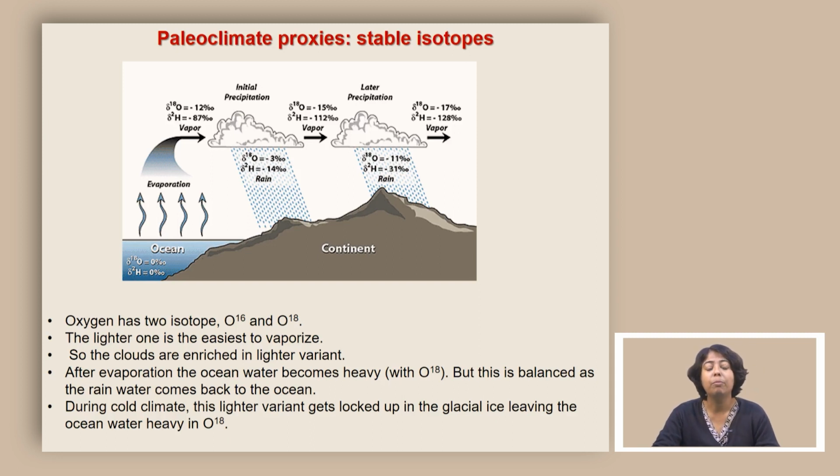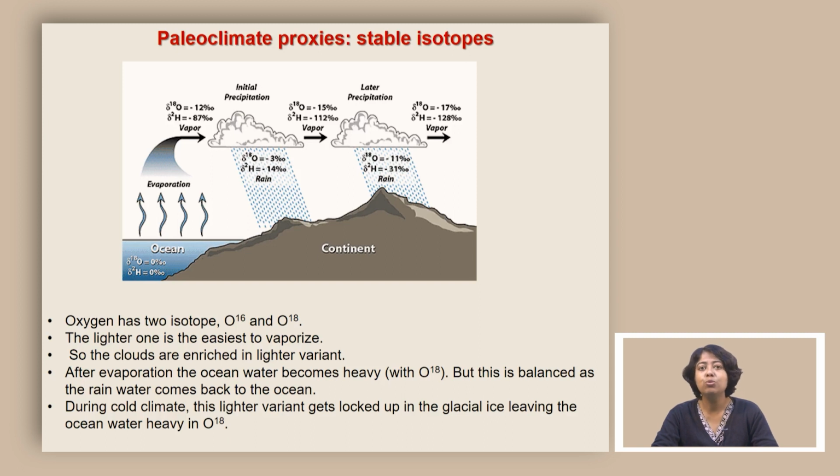When we talked about dating, we talked about radionuclides or radioactive decay, where the isotopes are not stable. They decay naturally and they create daughter products from the parent elements. But then there is another variant of isotopes which are stable. So, let us take the case of oxygen.